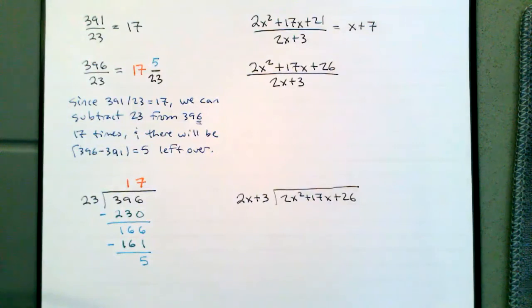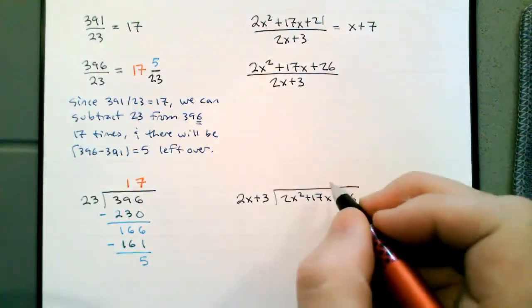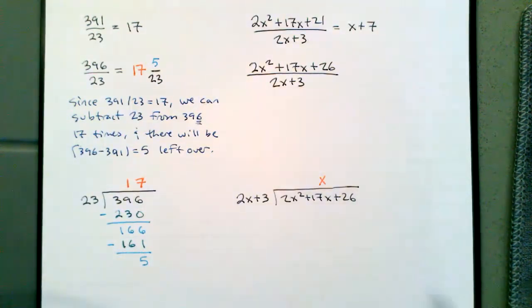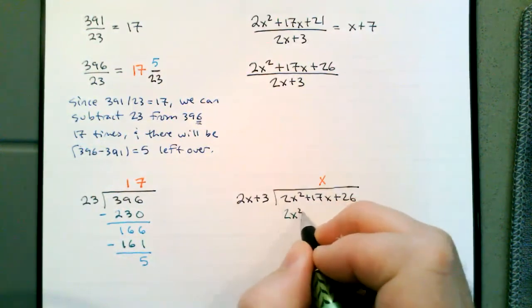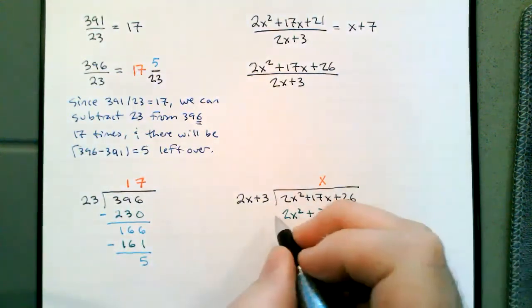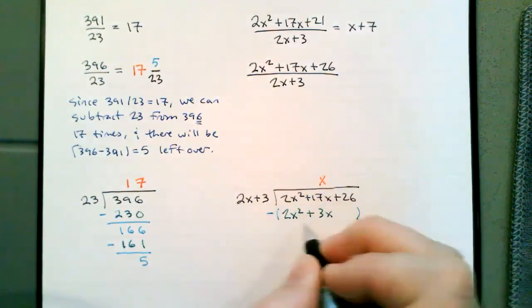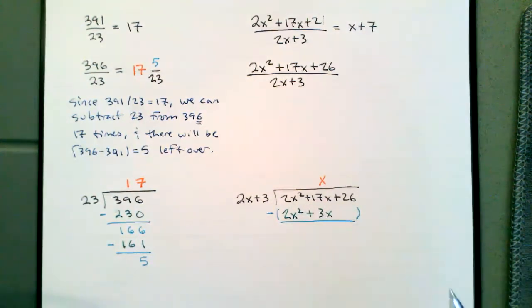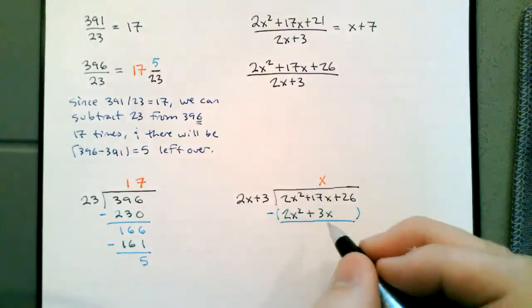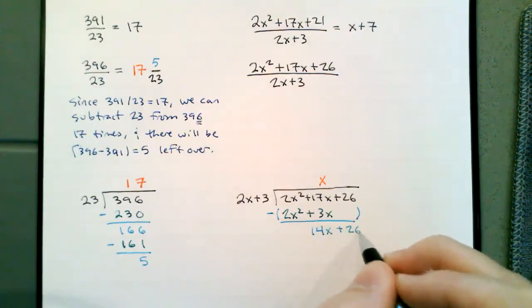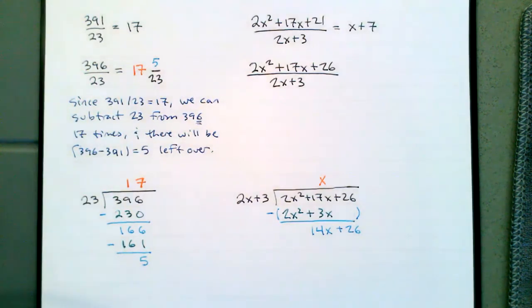Same thinking that we had before. I want to subtract the 2x from the 2x squared, so I need to multiply by x to make them like terms, and then the 2's are working themselves out. X times the 2x is 2x squared. X times the 3 is plus 3x. And I'm going to subtract these terms from the whole polynomial. 2x squared minus 2x squared is no x squared. That's what we wanted. 17x minus 3x is 14x. 26 minus 0 is 26. Same thinking, same process, just altered it a little bit.